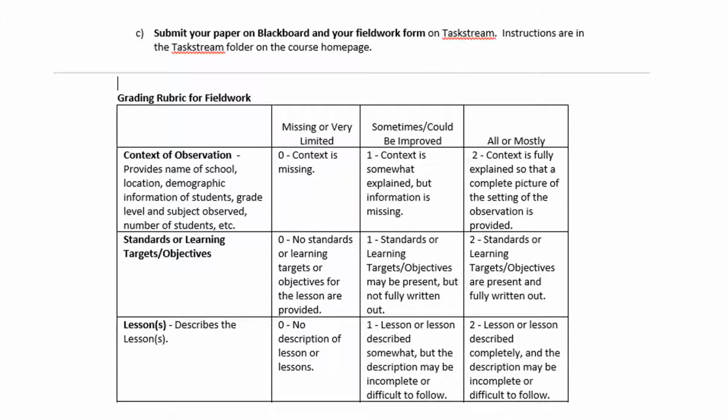This is the rubric I will use to assess your paper. I want the context to be fully explained, so a complete picture of the setting is provided. So you're going to give me the grade level, information on the students that I talked about before, etc. The standards or learning targets or objectives should be present and fully written out. And if you don't know what they are, ask the teacher for them. The lesson should be fully described and not difficult to follow.